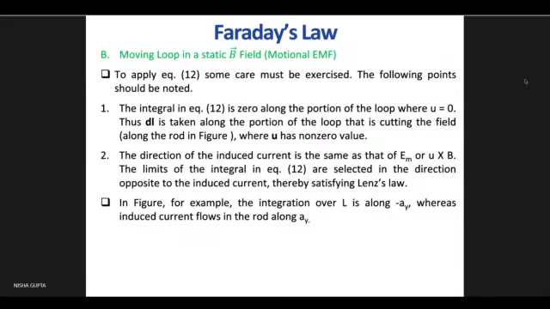So if we apply this equation, then we have to exercise some care, and one should note the following points. The first one is that the integral in the final equation is 0 along the portion of the loop where U is equal to 0. Therefore, dl is taken along the portion of the loop that is cutting the field, where U has a non-zero value. And the direction of the induced current is the same as that of the EM or U cross B.